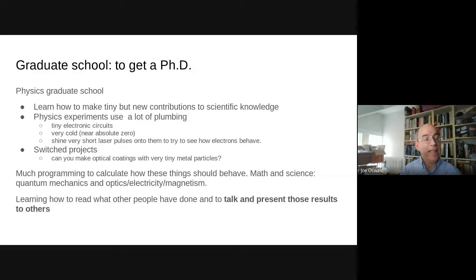And in this, there was a lot of programming to calculate how these things should behave, both the very tiny electronic circuits and the optical coatings. And so it's a combination of math and science, things like quantum mechanics and optics, electricity and magnetism, and being able to use programs to compute how they behave. But really, it's not just the science and math and the computers. One of the main things you have to learn how to do is to read what other people have done and to be able to talk and present those results and your own results to others so that they understand them and can use them to inform their own research and efforts.